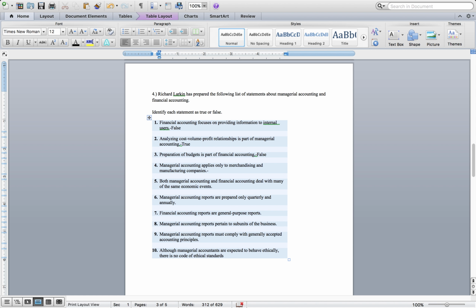And managerial accounting applies only to merchandising and manufacturing companies. That's going to be false. Managerial accounting can apply to any kind of company.